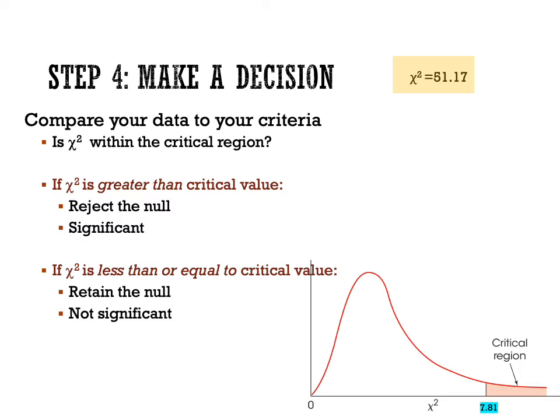If we were to put that value on our distribution, it would be somewhere way to the right of this distribution. So it's very clearly in our critical region. It's way higher than our critical value. And so our decision is to reject the null hypothesis. That means that our result is significant. In other words, the data that the researcher collected on the cars was significantly different from the expected data. We can be confident that her results are different than the proportion of cars in the general population.